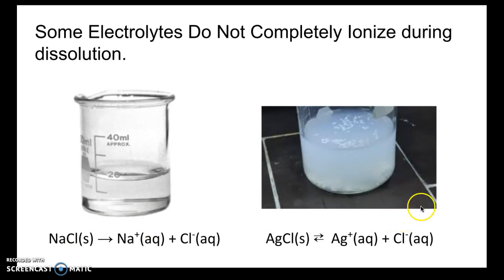Well, on the right-hand side we have silver chloride. That doesn't look so nice, does it? So what's going on with silver chloride? Some of it is dissolving, but most of it is not. And we have this process where some of it dissolves, but a lot of what did dissolve is going to recombine to form silver chloride. This will become more clear when we talk about equilibrium, but at any rate, we use these double arrows to show that not all of this is going to break apart into its ions. So it does not completely ionize.